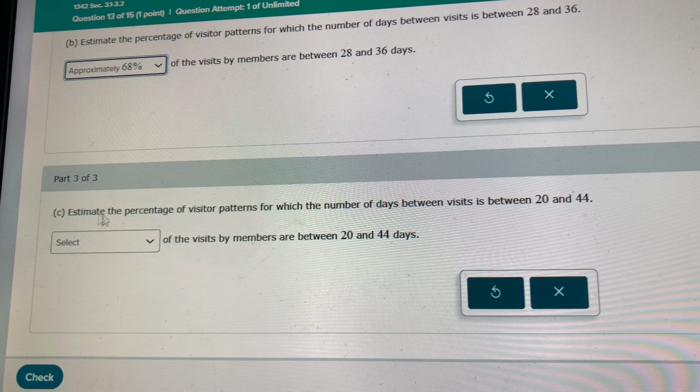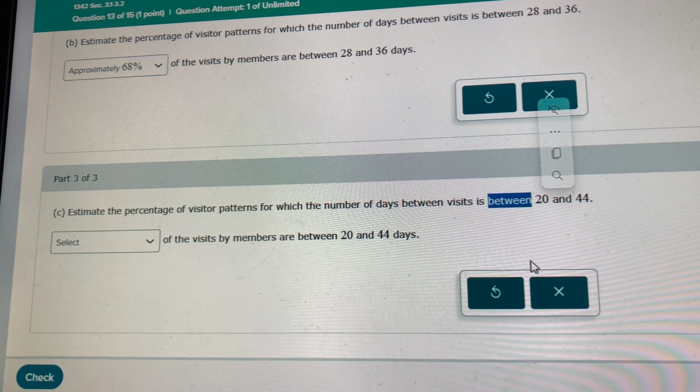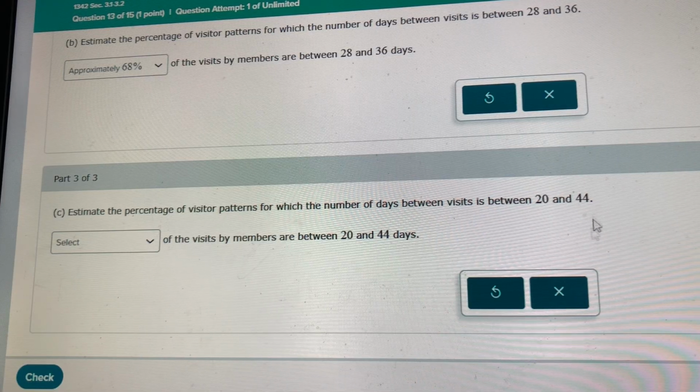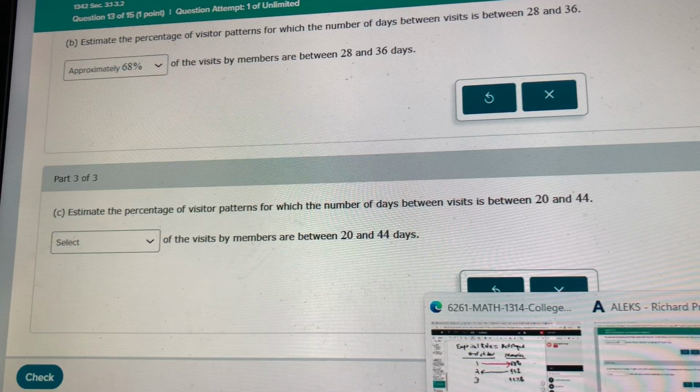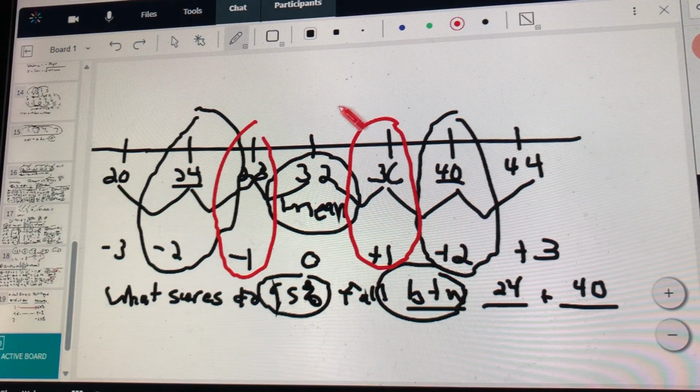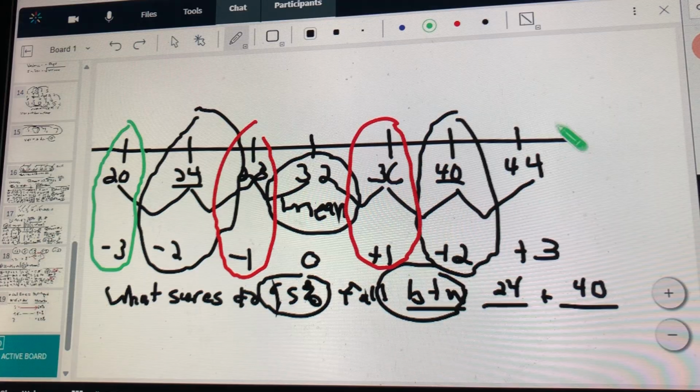And then here's another one. Estimate the percentage between, hopefully it says between, and apparently you can do like above or below, but luckily they're doing the between cases only so far. So between 20 and 44, those probably are both on my number line. Find 20 and 44 on your number line. 20 is the -3 spot, so hopefully the other one's the +3. And it is. 44 is +3.